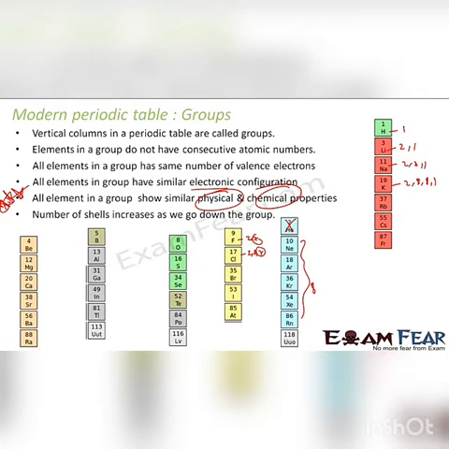And the number of shells increases as we go down. If you see, this one has 1 shell, this one has 2, this one has 3, this one has 4. So the number of shells increases as we go down.